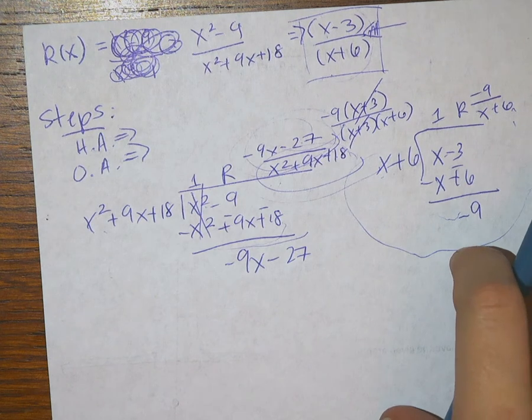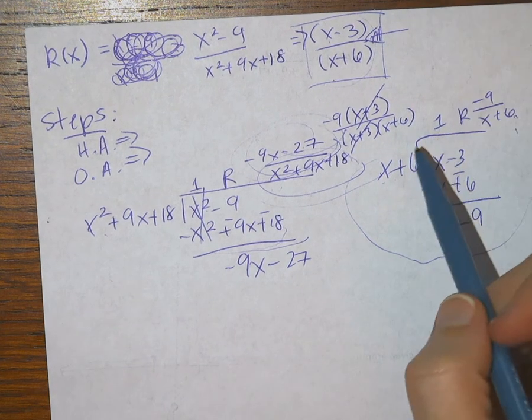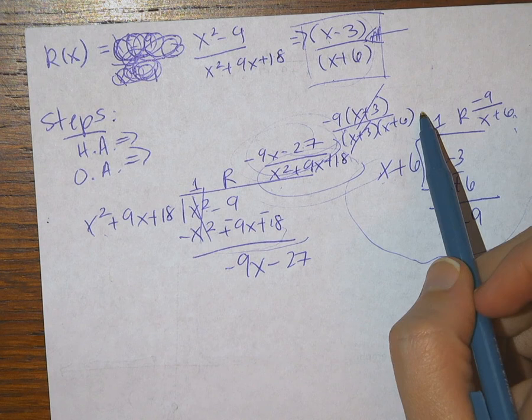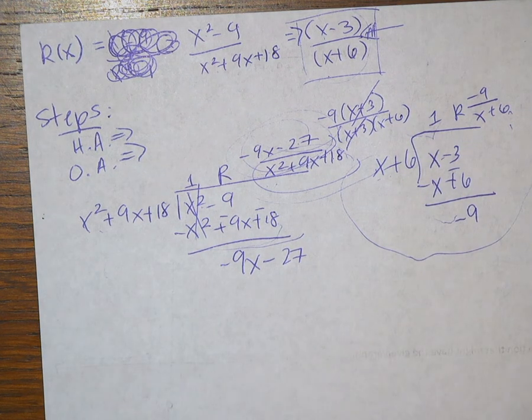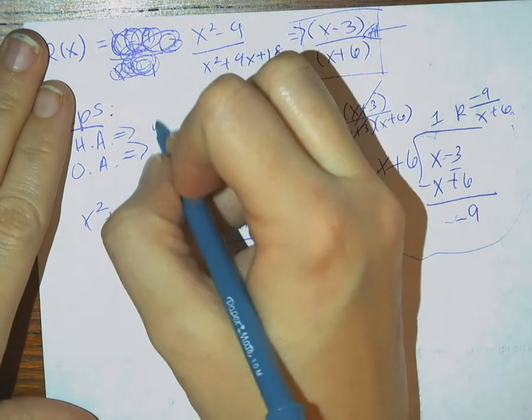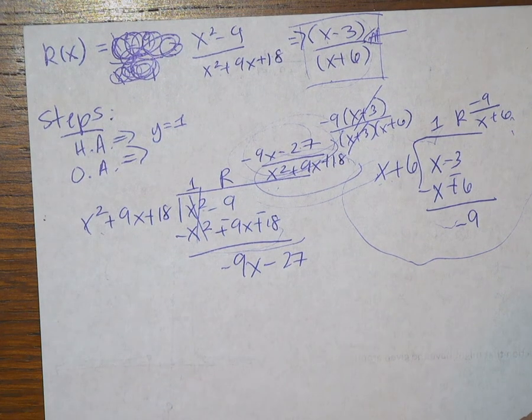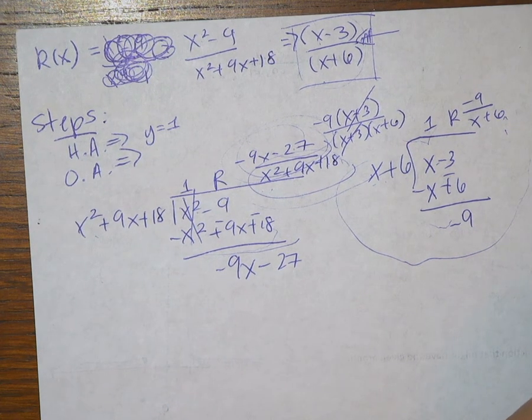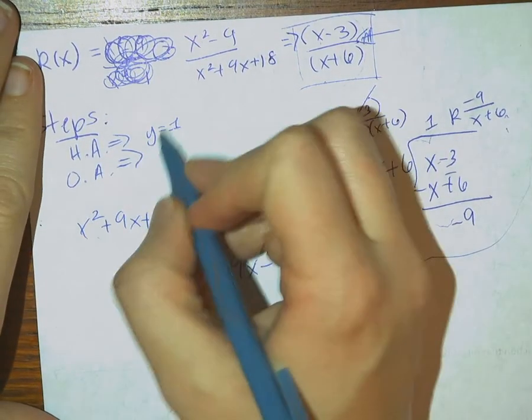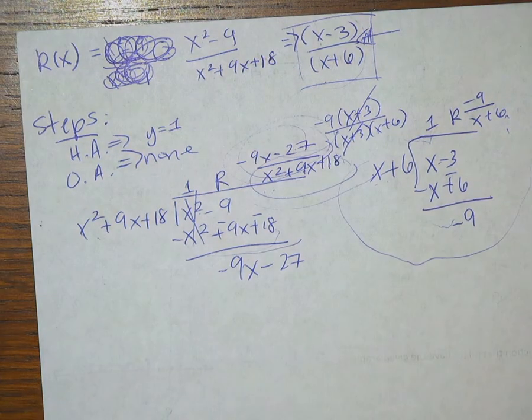Alright, so when we divided, we got 1. We know that our horizontal and oblique asymptote is our quotient. If it's just a number, we know we have a horizontal asymptote at y equals 1. Again, it's not at just 1, it's at the equation y equals 1, so do not forget that y equals. If we have a horizontal asymptote, we do not have an oblique asymptote, so none there.